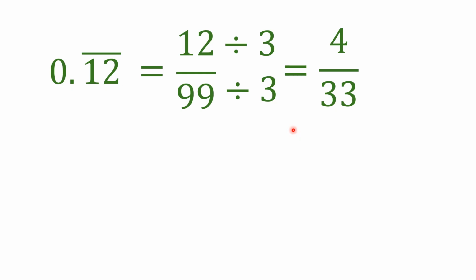And that is the last example. Of course, if there is a whole number here, let's say for example 5 and 0.12 repeated, you just need to put here 5 and 4 over 33.